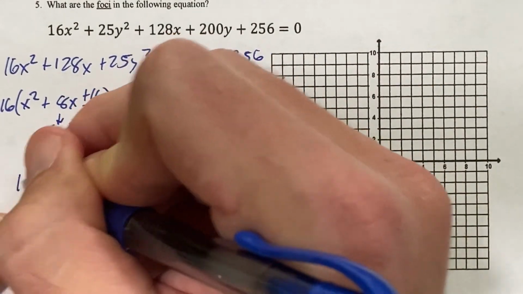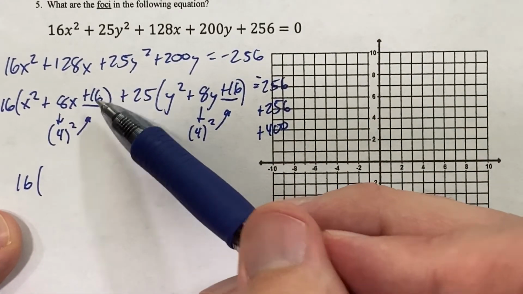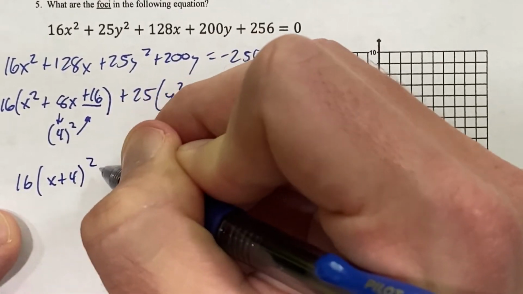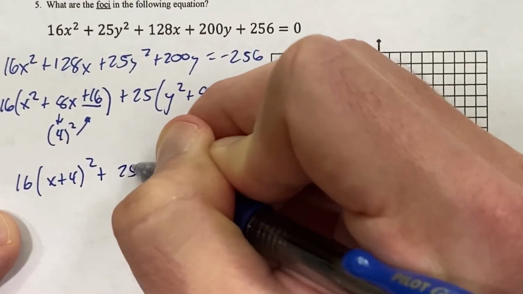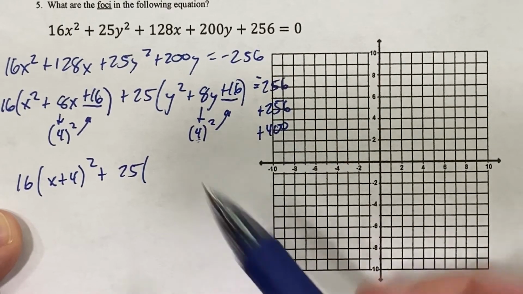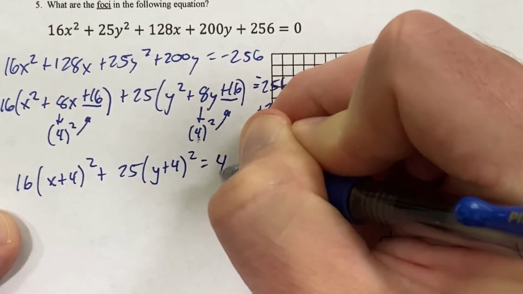And once I factor, I've got 16, two numbers that add together to give me 8 and multiply together to give me 16. Right there. X plus 4 squared. And then 25, two numbers that add together to give me 8, multiply together to give me 16. Y plus 4 squared equals 400.